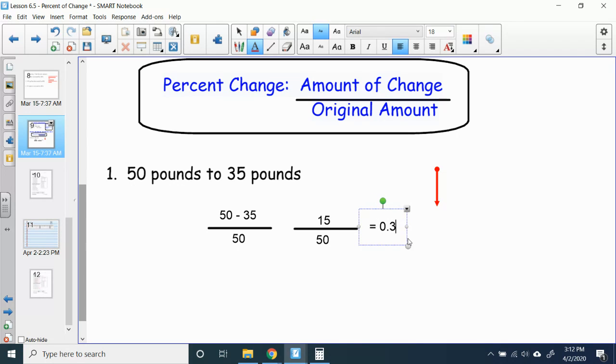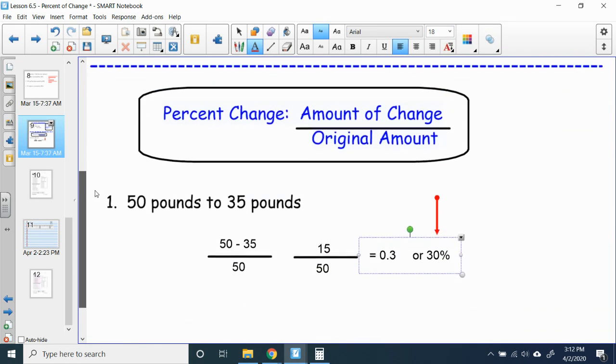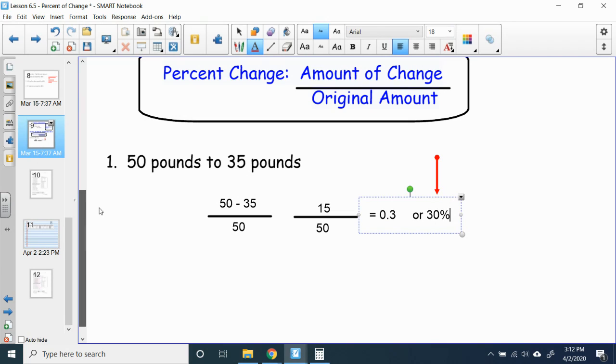But we need that to be turned into a percent. So we're going to write 30%. From there, I would say that it was a decrease and it was 30%. So these are the two types of problems that we were doing last week: finding the new amount and finding the percent of change.